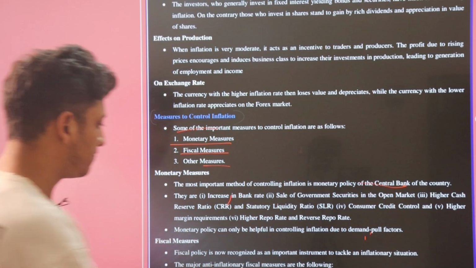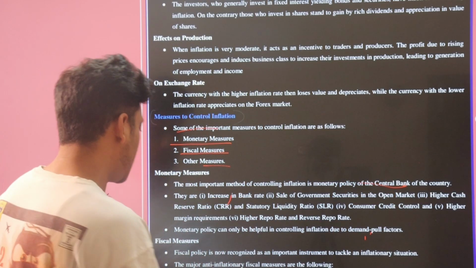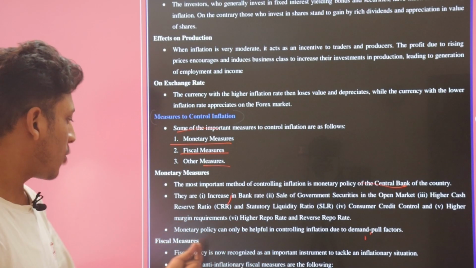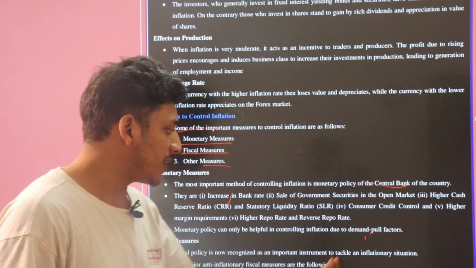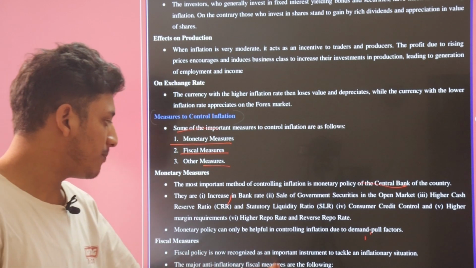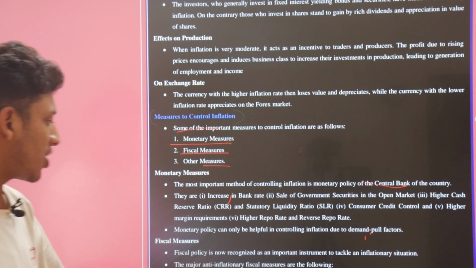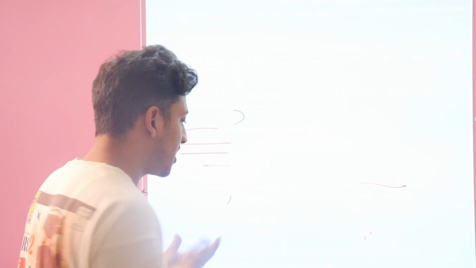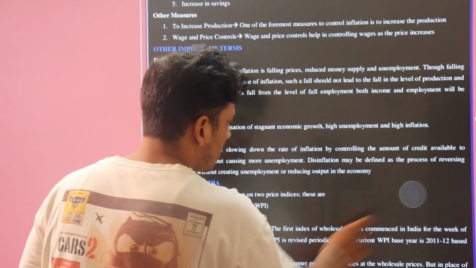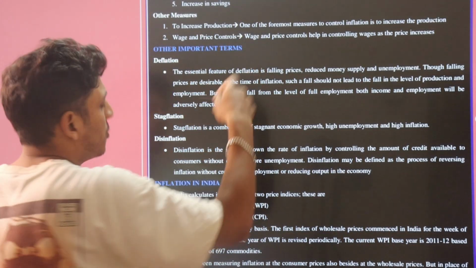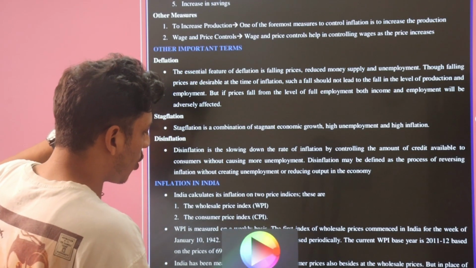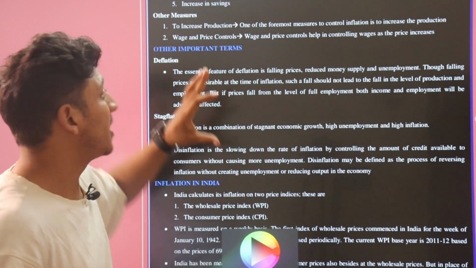And fiscal measures. Fiscal policy is basically applied by governments. The fiscal policy is now recognized as an important instrument to tackle an inflationary situation. The major anti-inflationary fiscal measures are the following: a reduction of government expenses. It means the government can reduce its expenses to tackle inflation. Public borrowing: the government can borrow money from the public to control inflation.